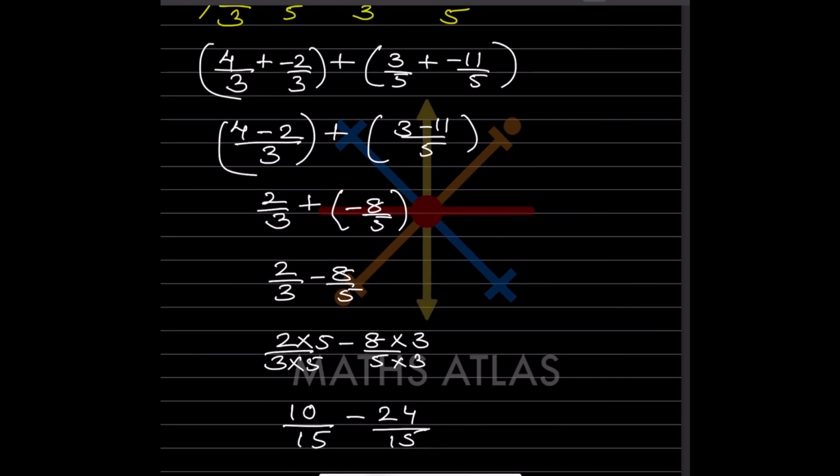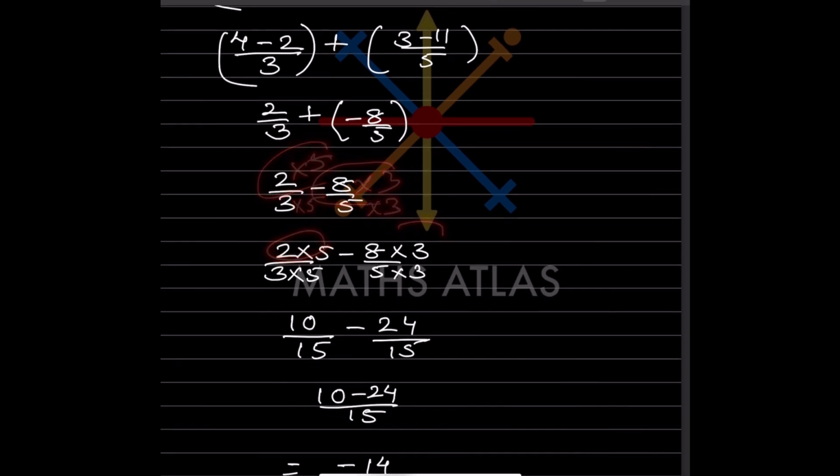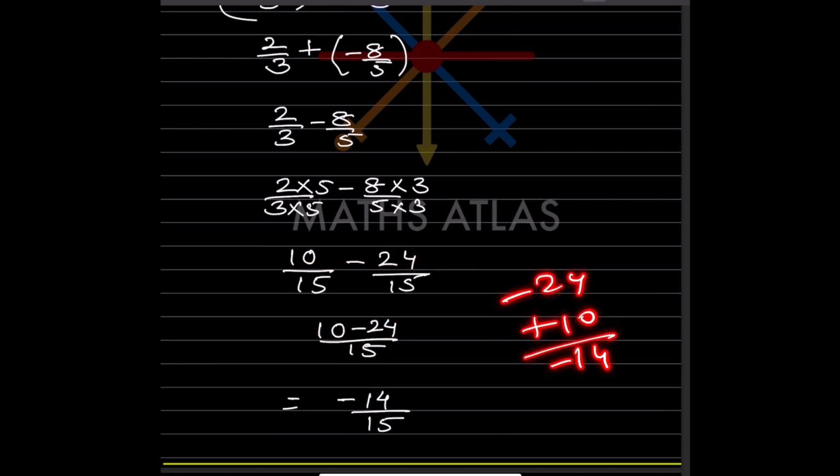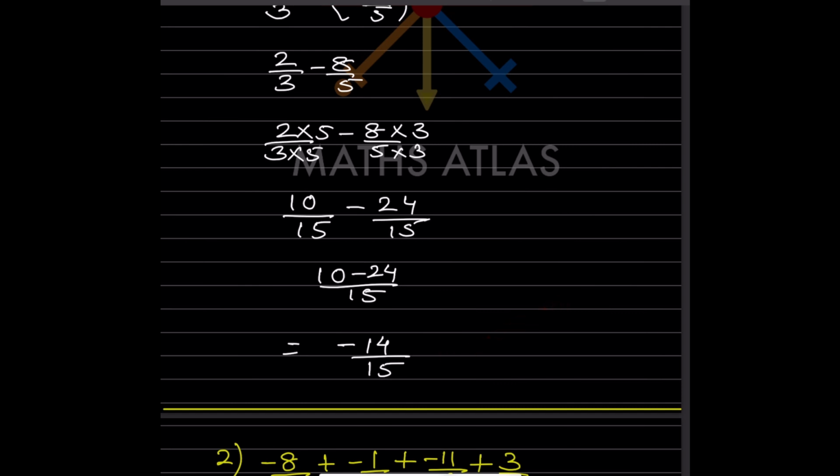Now you will take the LCM because you can see the denominators are different. So here the LCM is going to be 15. So that will be 10 by 15 minus 24 by 15. So here this will be 10 minus 24 by 15. So minus 24 plus 10, that is going to be minus 14 by 15. So this is the answer.